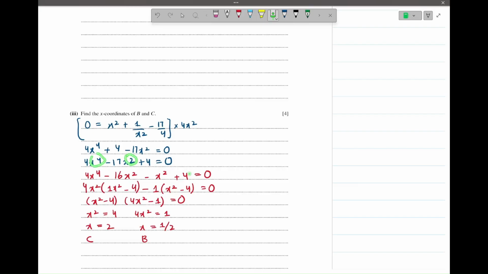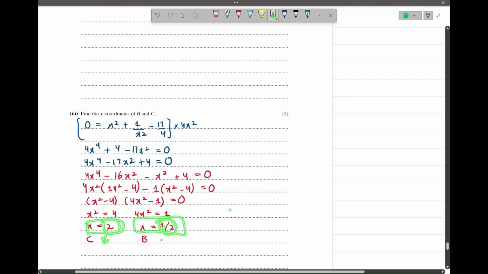I basically did middle term breaking over here. I factorized this expression, and these are the two brackets that I'll get. And I put them equal to 0, so x basically comes out to be 2, and it comes out to be 1 over 2. 1 over 2 is going to be B because it's the smaller value, and 2 is going to be C because it's the greater value.